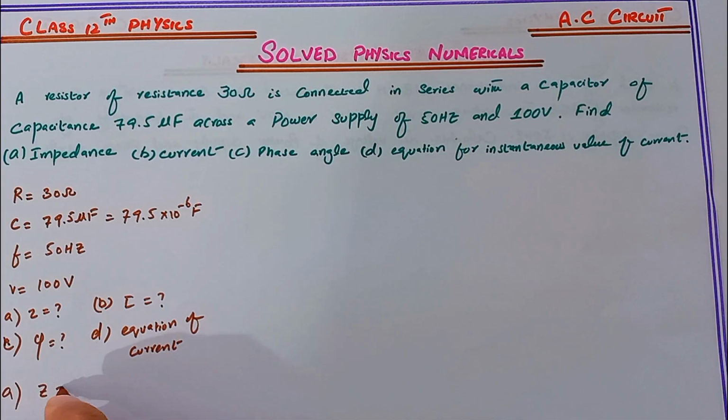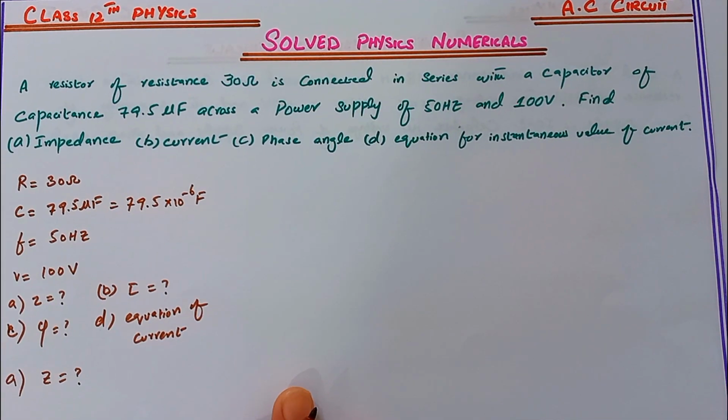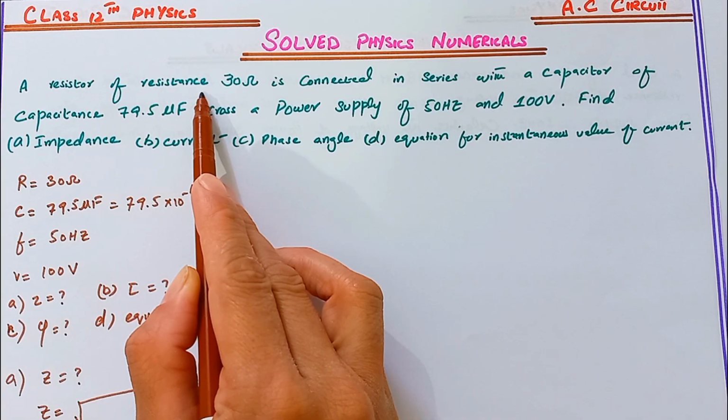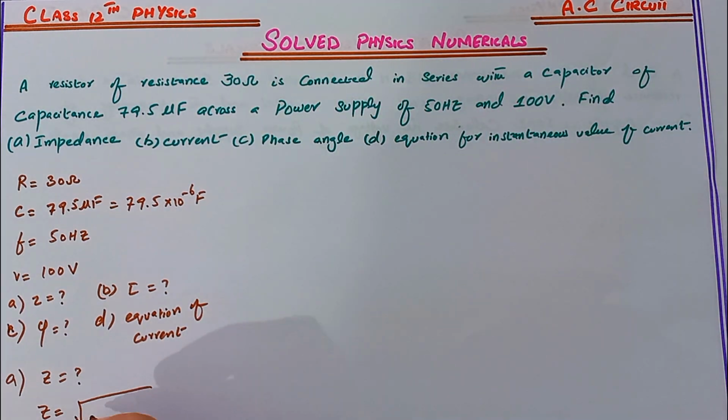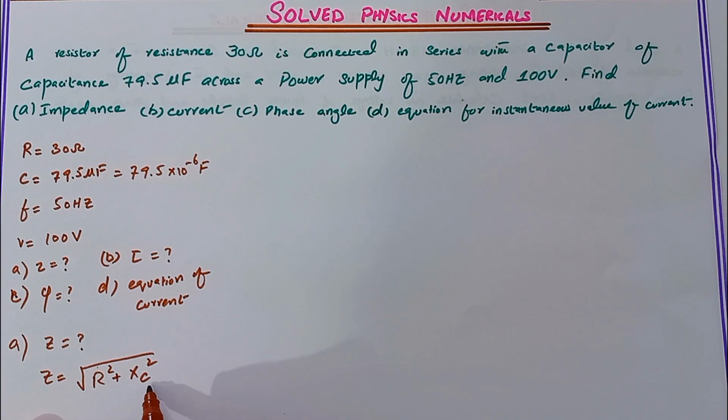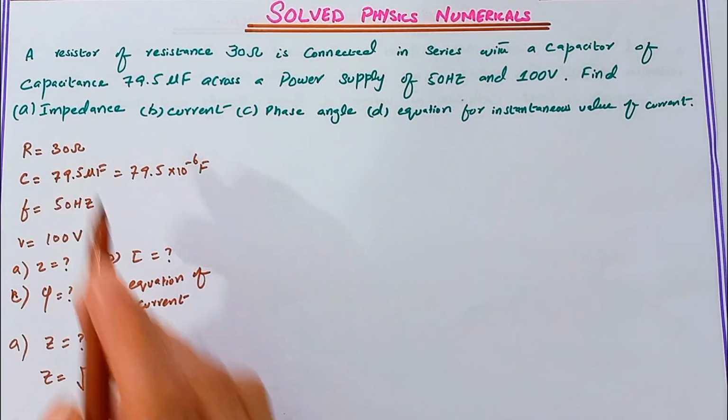So here we first find the A part, the impedance. We know the impedance formula: for a circuit that consists of a resistor and a capacitor, Z is equal to the square root of R square plus XC square, where R is the resistance of the resistor and XC is the reactance of the capacitor. So we combine them, square and take the square root, to find the impedance of this circuit.